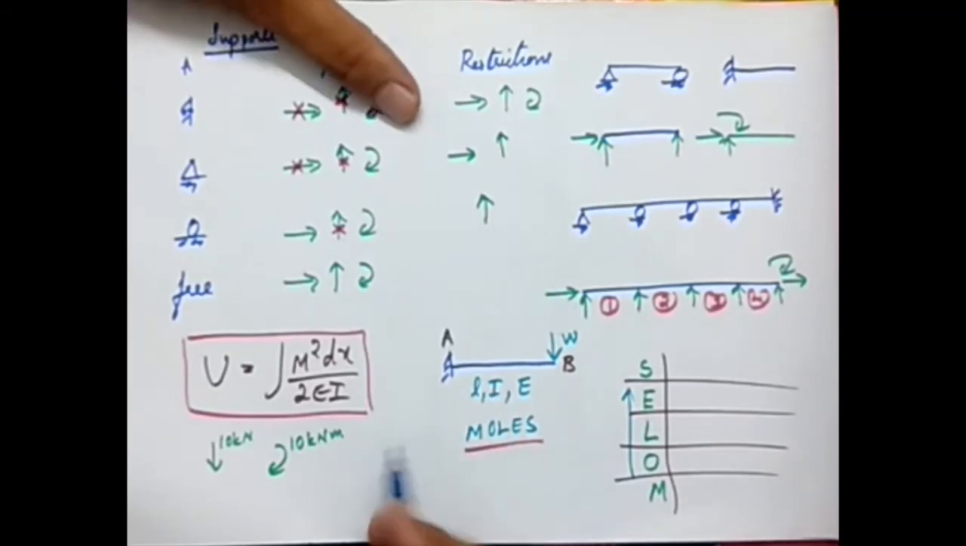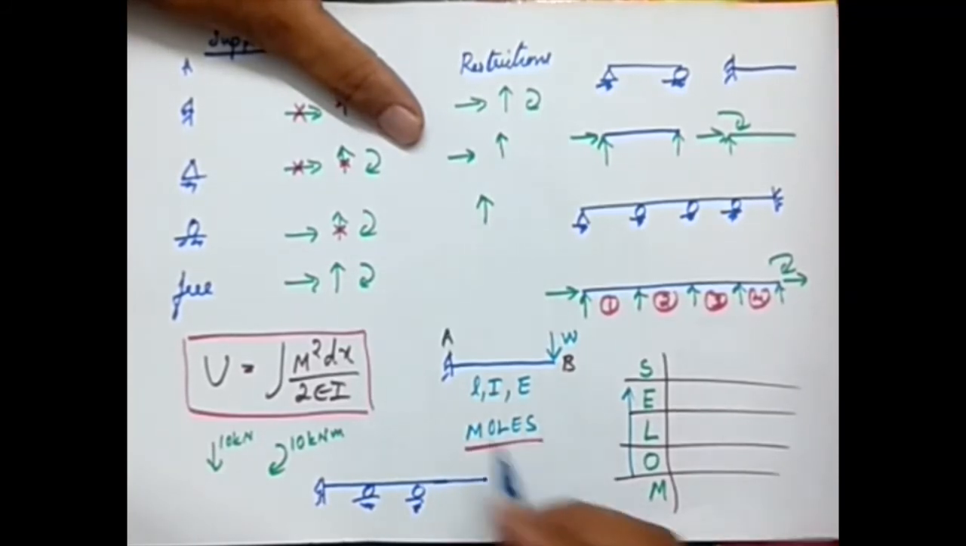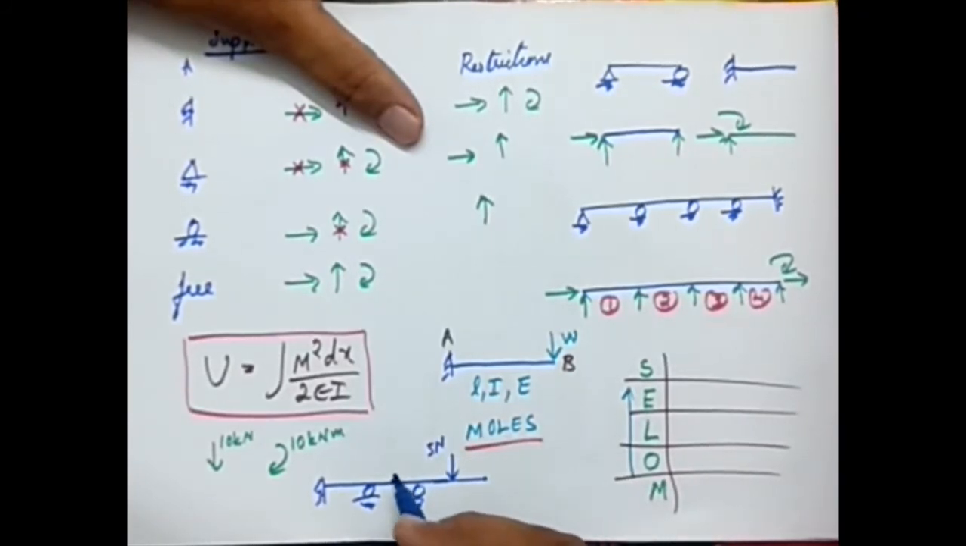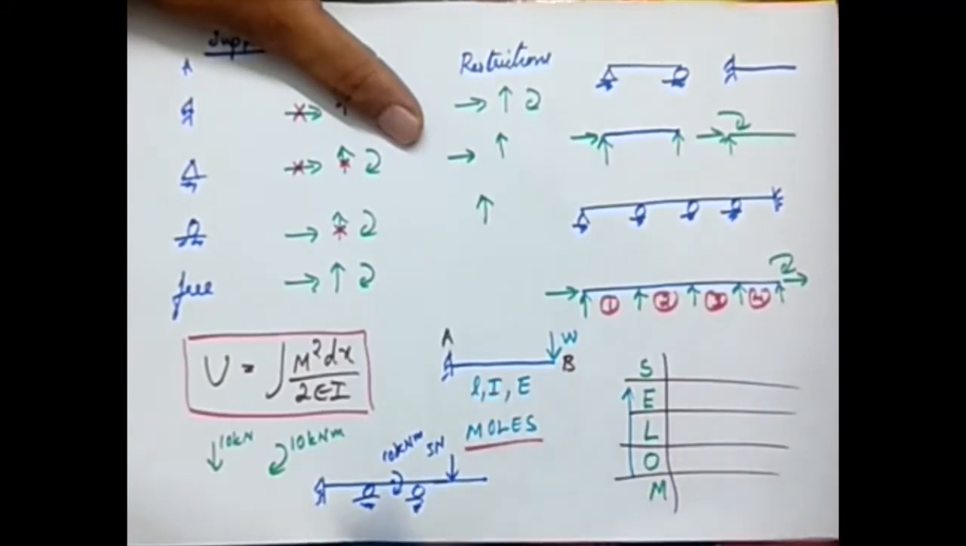So I will give you another example. Consider a beam. Say this is the fixed end, and I'm having a support here and another support here. And let this be free. There is a point load, say 5 Newton, and there is a moment of 10 kilonewton meter. So let it be something like this.